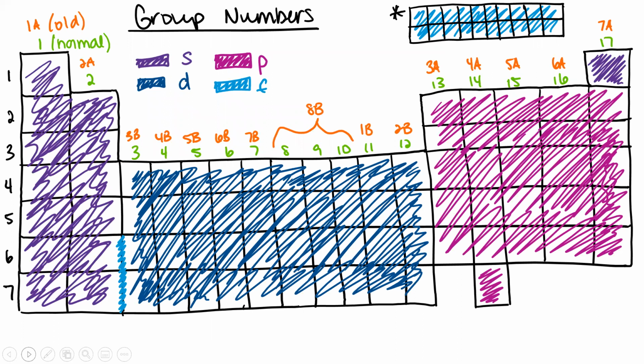First off, let's talk about what all of the letters mean and what all of those numbers actually mean too. So this has its basis on the periodic table, as you can see here. So everything that's coded in the dark purple is the S orbital. Everything in the dark blue is a D orbital. The lighter pink purple is the P orbital, and then the light blue is the F orbital.